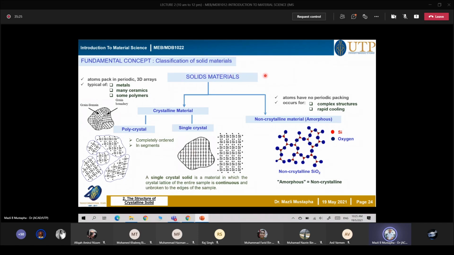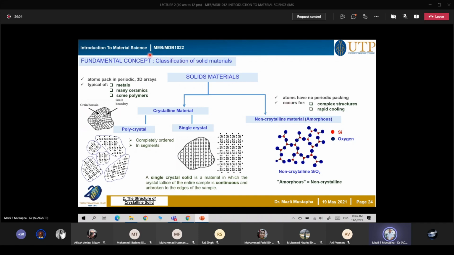Solid materials, either a polymer or whatsoever metals, especially metals, we call solid materials. And then solid materials can be divided into two: crystalline material and non-crystalline material. The non-crystalline material we also call amorphous. But if I ask you how many types of solid material, you just name crystalline material and non-crystalline material. Easy. But if you can put amorphous, that's a better one.